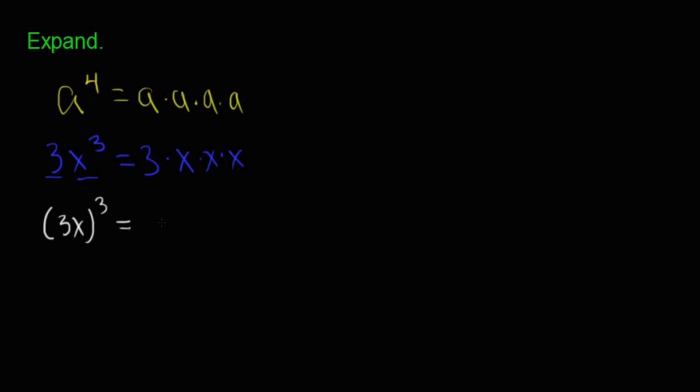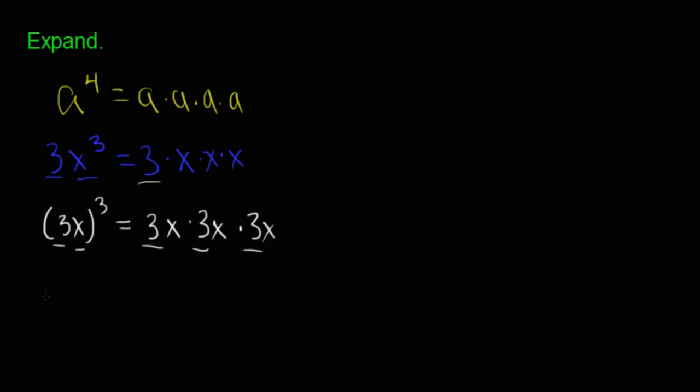Okay, so that equals, since both are inside the parentheses, 3x, both are going to be repeated 3 times. So I have 3x times 3x times 3x. So we can see that we have 3 3's here, where in the first example, we only had 1. Let's look at another example.